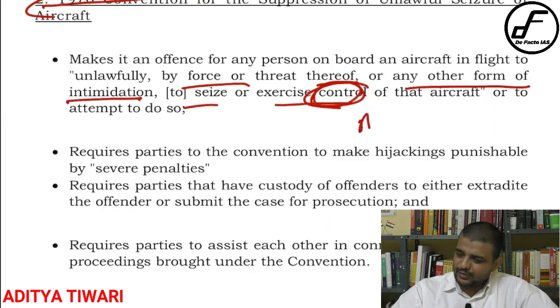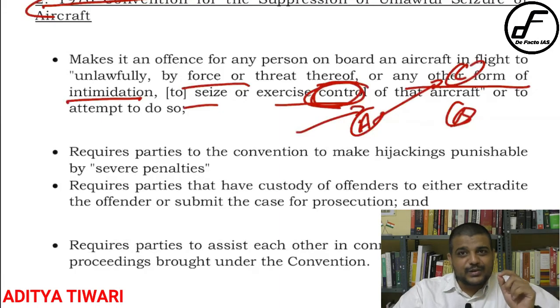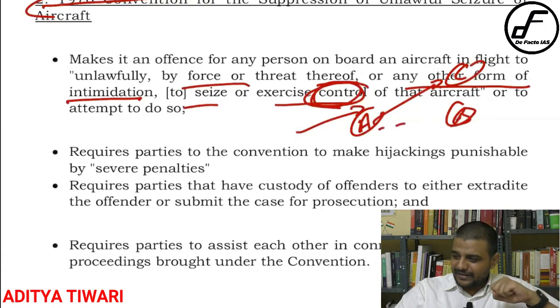So if an aircraft has to go from A to B, and you call that there is a bomb in that aircraft, you go to C. So did you exercise control of the aircraft? That is a very critical question: what is the meaning of control? Actual physical control, or simply a variance of the course, will that amount to control of the aircraft? So the word control is very relevant here.